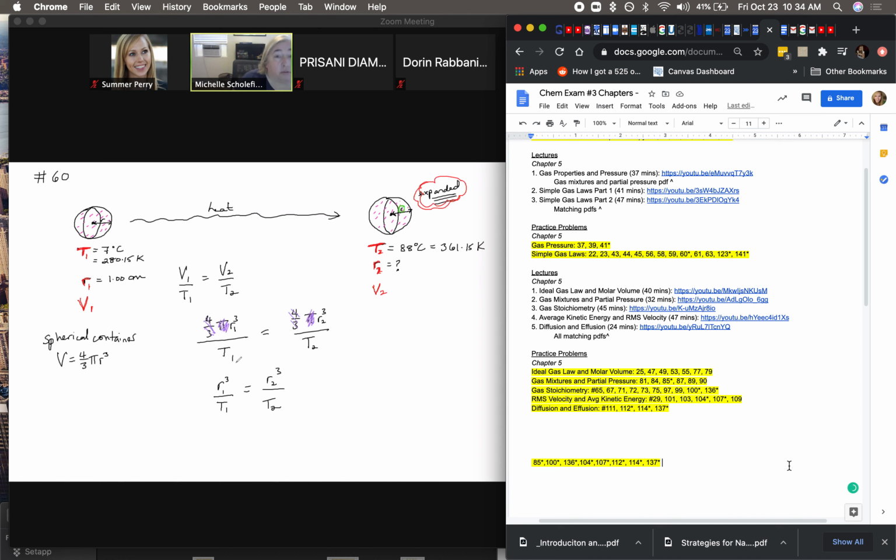And now it becomes just a one-step problem because we know R1, we know T1, we know T2. We just have to solve for R2. In other words, we didn't actually have to solve for volume at all if we were clever about how we approach the problem.